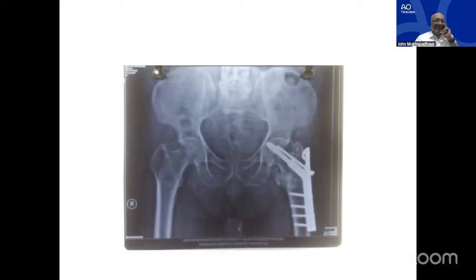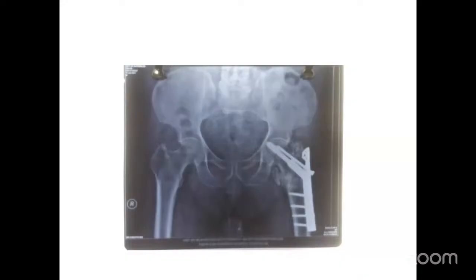They've forgotten this implant. I think it's commonly seen here, sir. Yes, still people are doing this implant. Anybody else, somebody can. Will you help him? So what implant is this? DHS with TSP.